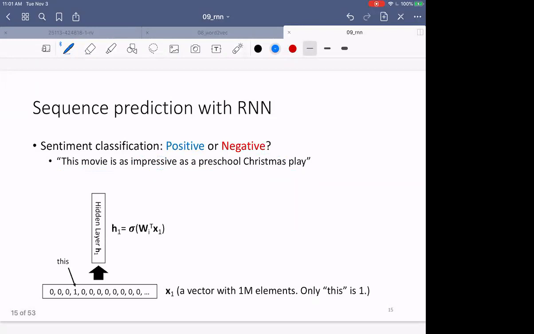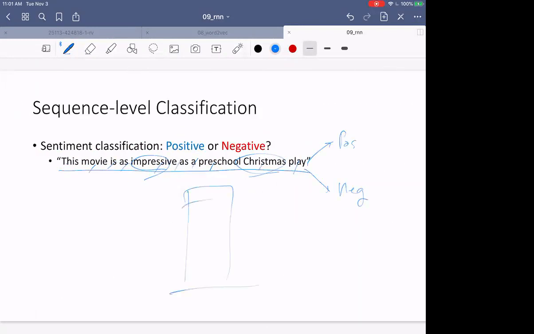So we can use an RNN for that. I mean, we can obviously use bag of words for it. You can have this very long, 100,000 dimensional vector, where a lot of entries will be 0 and maybe some 1s, something like that. And then you can classify it. You can just feed this into either SVM or logistic regression, and then just make a binary prediction. You can exactly do this, and there's no problem doing this. It's just that the order of words will be all lost. I mean, the same bag of words can be created from the sentence, preschool Christmas play is as impressive as this movie, something like this.